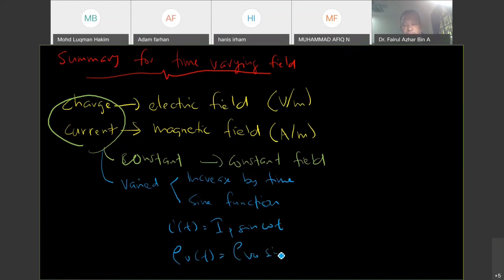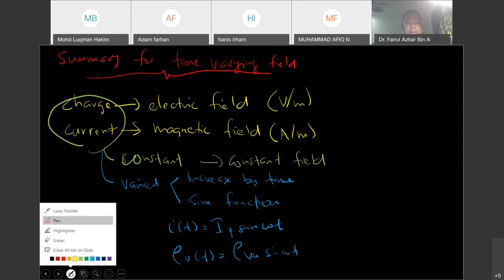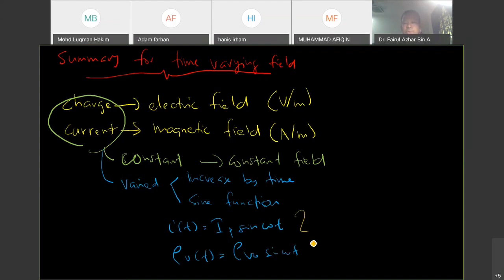So in this particular case, definitely the field function will also follow. The field as well will be changed or varied with time. If the source changes according to the sine function, for example, we will have a sine function field as well.